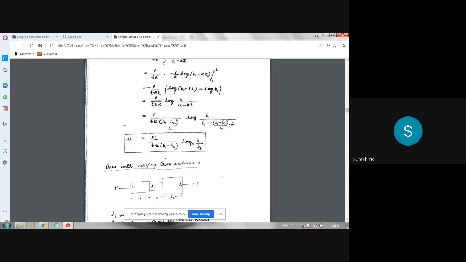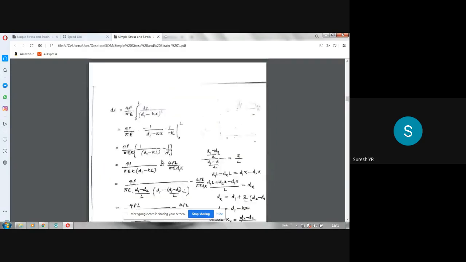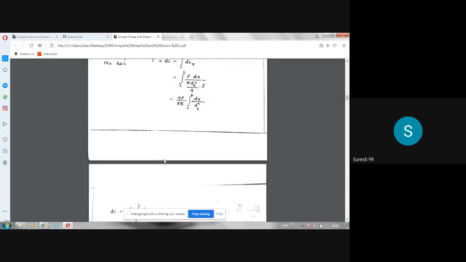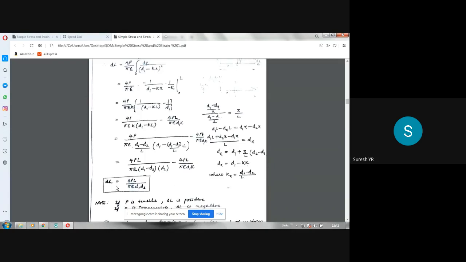In the case of a circular tapering rod, where the cross-sectional area is decreasing or increasing and the cross-section is circular, the formula is 4PL divided by pi E d1 d2. So you should know the notations. Please note that units are very, very important. Normally P will be in newtons, L in millimeters, E in Newton per millimeter square, D1 and D2 in millimeters. Please make a note of that. Then DL, the elongation, will be in millimeters.